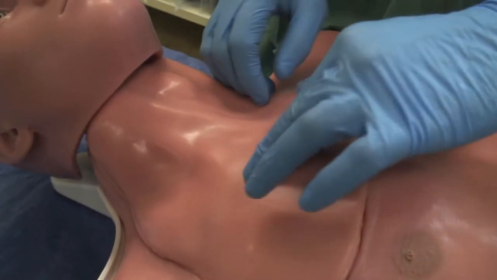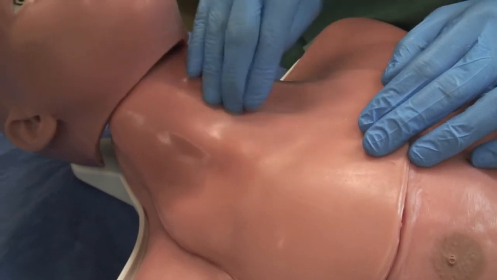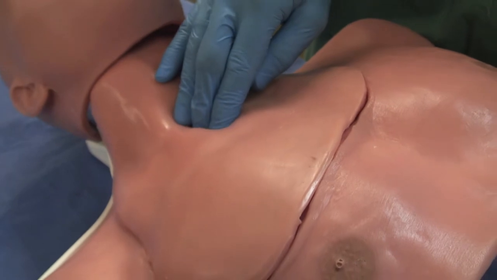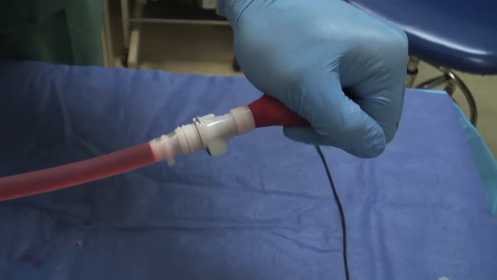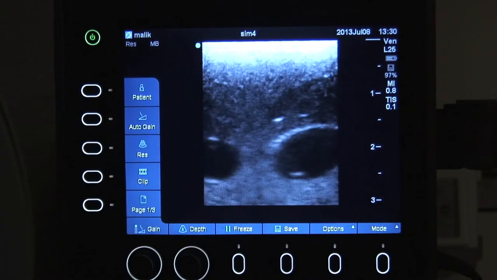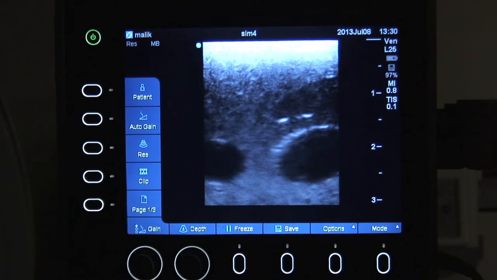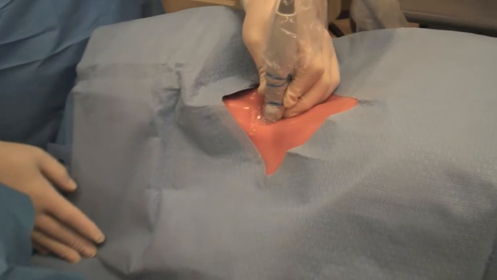Here at Northwestern, when we use Simulab's CentraLineMan to train our residents in central venous catheter insertions, we use what's called simulation-based mastery learning. Mastery learning is an extreme form of competency-based learning where all trainees are required to meet a very high standard of skill and demonstrate on the simulator before they are able to work with patients.